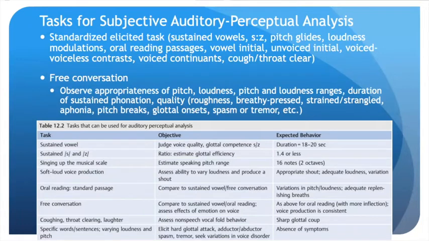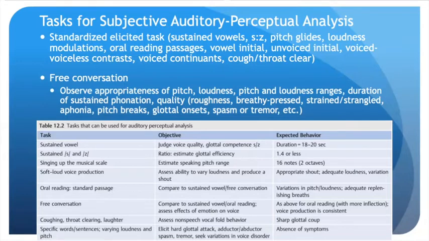Tasks for auditory perceptual analysis. There are standardized elicited tasks such as sustained vowels and the S to Z ratio. So the patient will hold S as long as they can, then hold Z for as long as they can. There are pitch glides, loudness modulations, and oral reading passages such as the Rainbow Passage, Morgan Williams, and the Grandfather Passage.